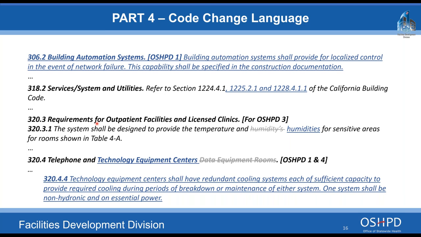Now, a more substantive change here with 320.4.4: Technology Equipment Center shall have redundant cooling systems, each of sufficient capacity to provide required cooling during periods of breakdown or maintenance of either system. One system shall be non-hydronic and on essential power. So what we're looking for there is very strong redundancy. This was really initiated because OSHPD is very interested in the maintenance and safety of data in these facilities, obviously. So that change was put into the mechanical code. Next slide, please.